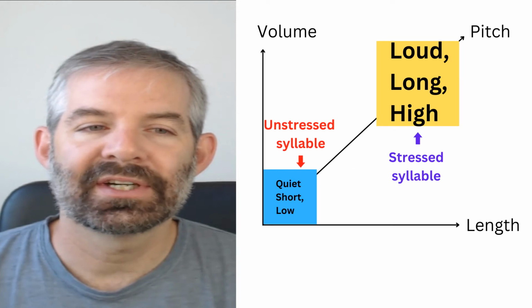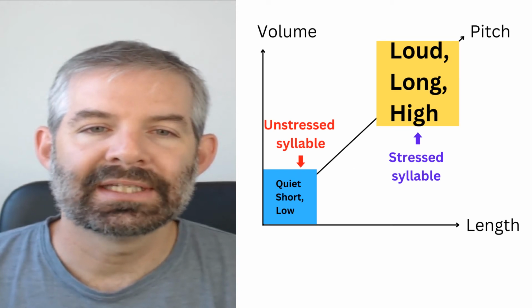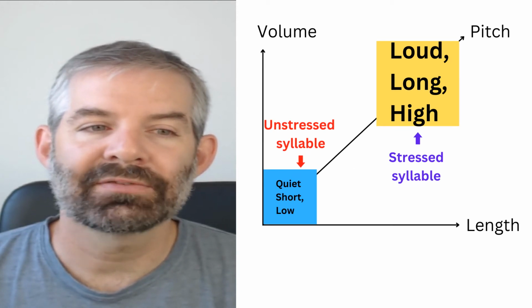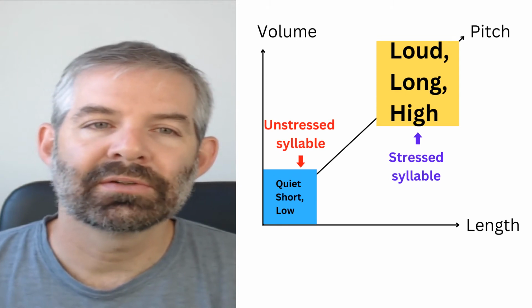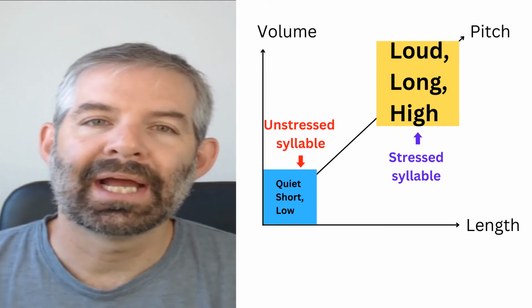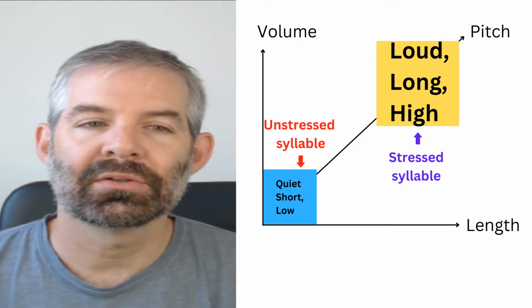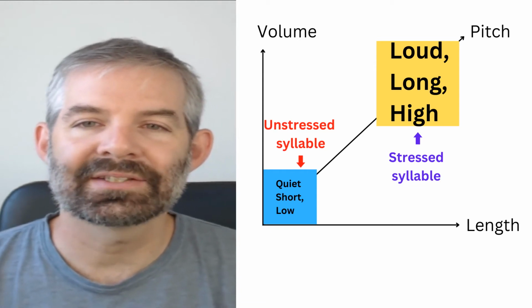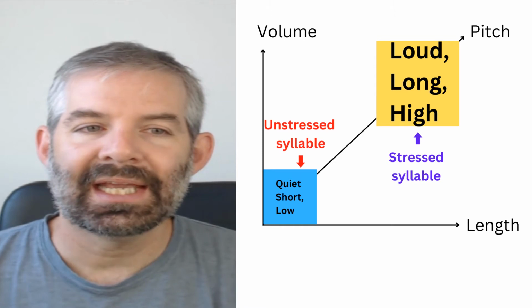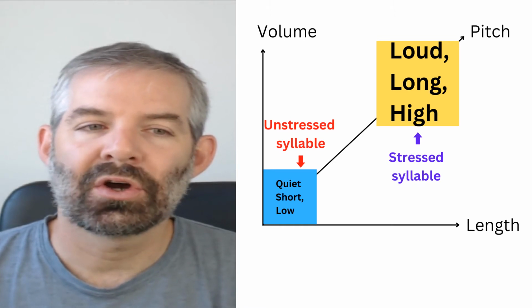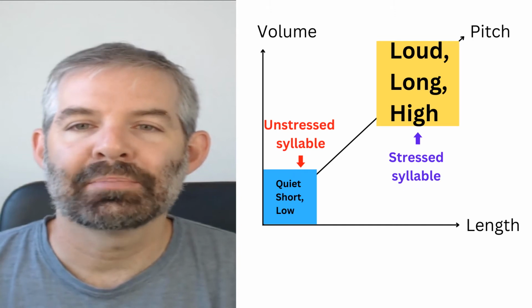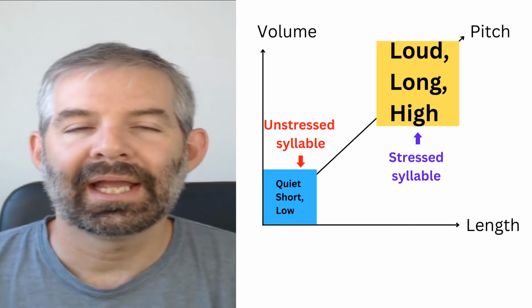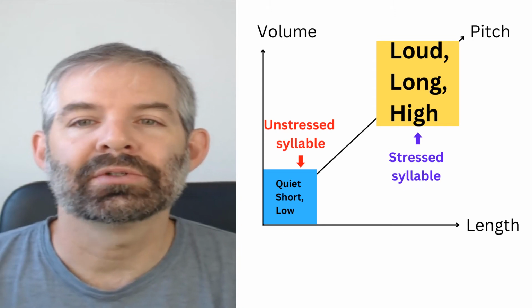Another way to visualize this is if you put these on like a 3D graph. The unstressed syllable would have all of those three elements in a small, condensed syllable. And these louder, longer, higher syllables that are stressed take up more volume and they're more noticeable for the listener.